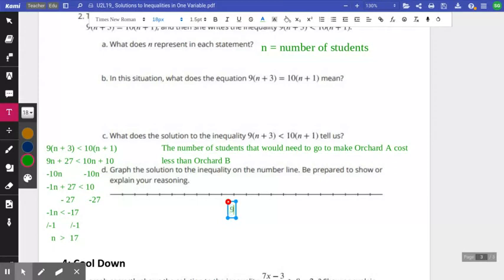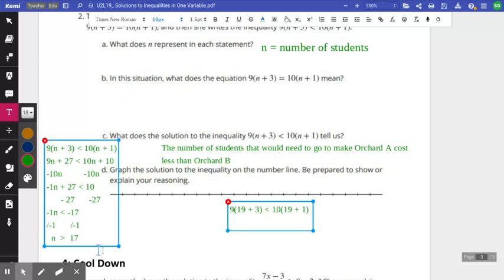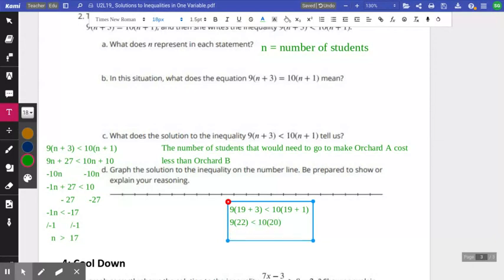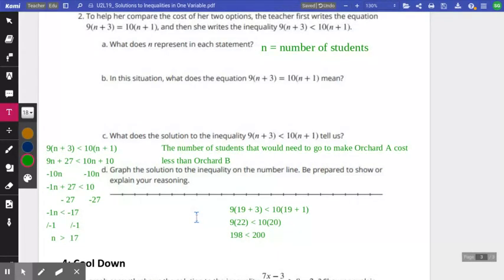If we pick 19, we've got 9 times, let's say, 19 plus 3 is less than 10 times 19 plus 1. And if I've done this correctly, if n is in fact greater than 17, I should see that this gives me a true statement. We get to do some math here. It's going to be 9 times 19 plus 3 is 22, is less than 10 times 19 plus 1 is 20. That's 9 times 22, goodness, 198. And then 10 times 20 is much easier, it's 200. So we get 198 is less than 200, which in fact is true.